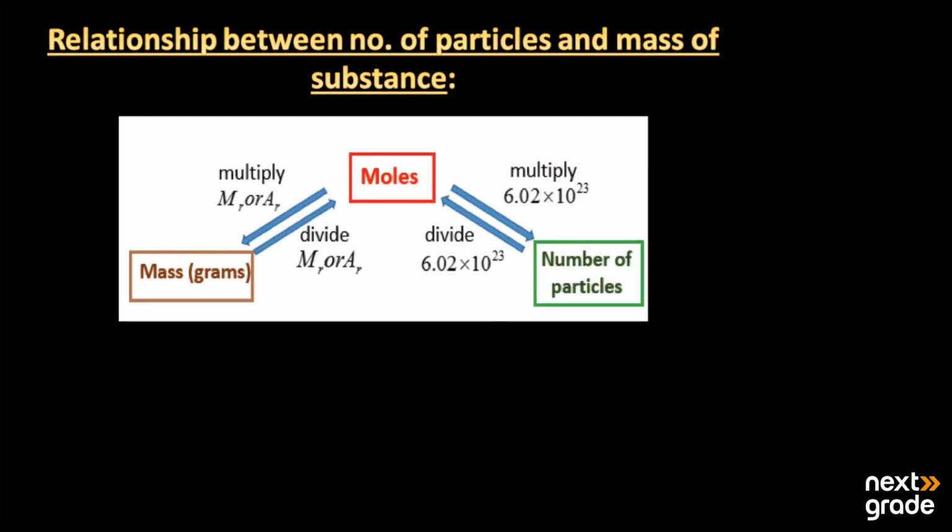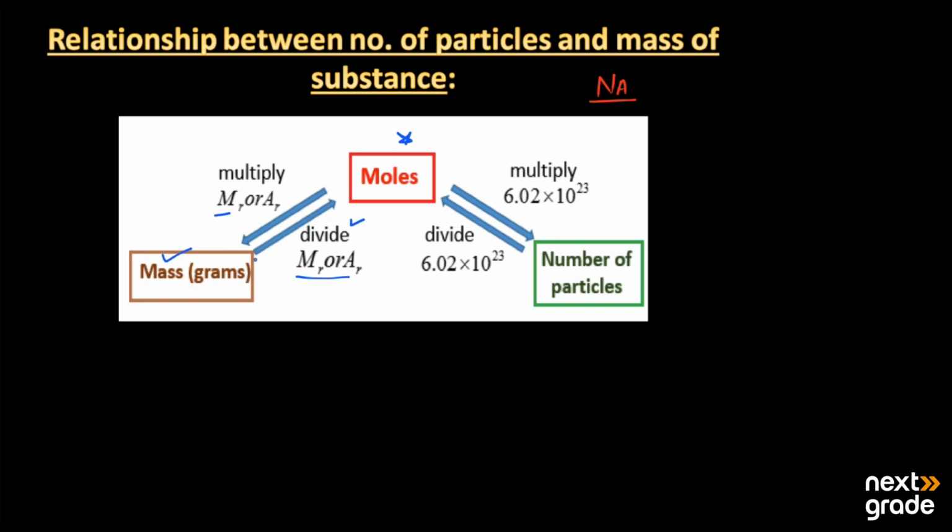Next we have the relationship between the number of particles and the mass of the substance. So how, with the use of Avogadro's number or Avogadro's value, can we find the different quantities? In this picture we have the moles. If we have the moles and multiply them with the molar mass, we may be able to find the mass of the substance in grams.